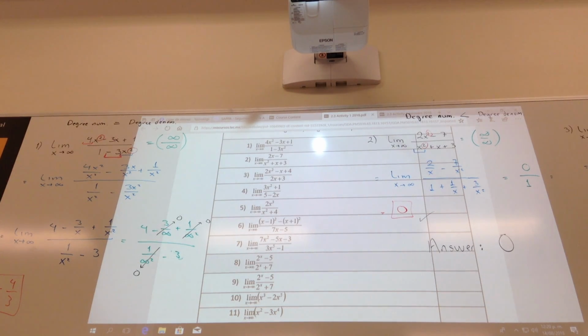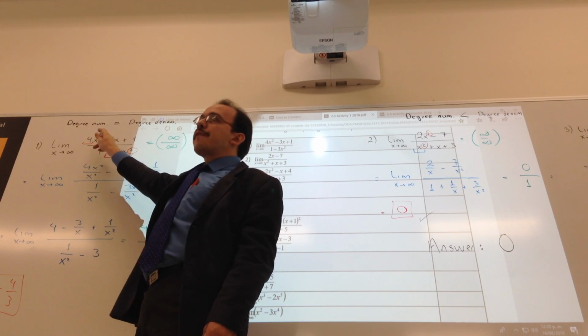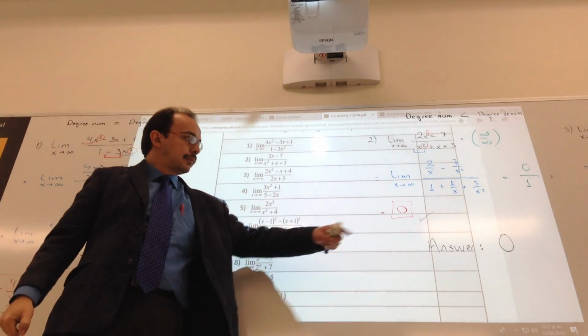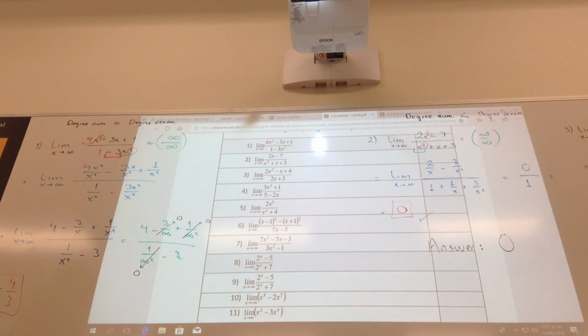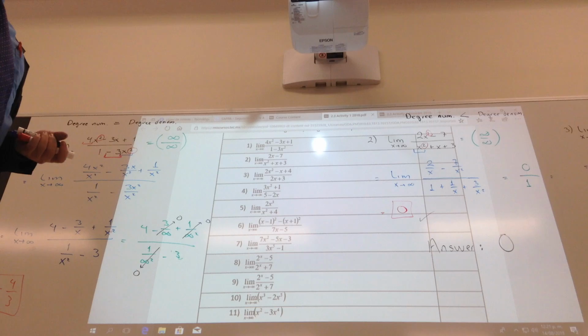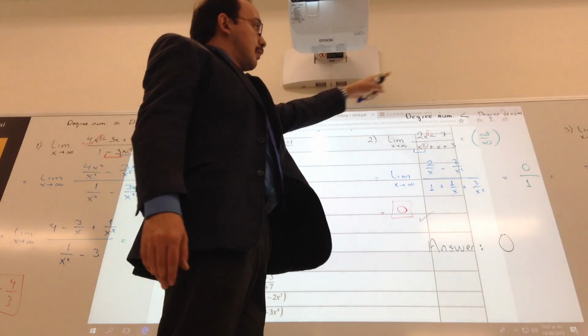Is there a way to find the answer easier, like number 1? Yeah, divide the coefficients. Divide the coefficients of the ones with the highest power. For example, those are the same degree. It will be 2, 3, whatever. The same degree. Equal.